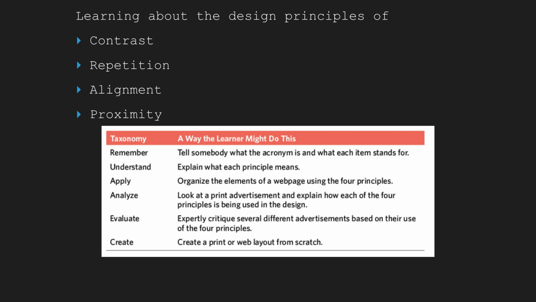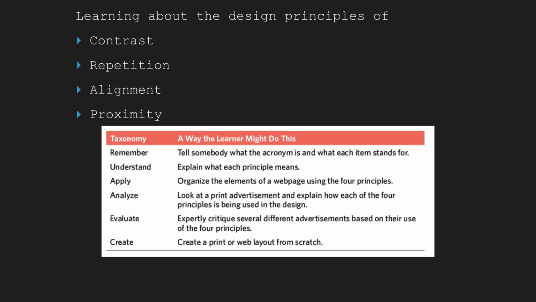But here's an example. Dirksen says, let's apply Bloom's taxonomy to the design principles, contrast, repetition, alignment, and proximity. Some of you have been talking about that in the discussion, the CRAP. She says, how are we going to apply Bloom's taxonomy to these design principles? On the left-hand column, we have the idea of remember. What is some way that the learner might do this? Well, they might tell somebody what the acronym is and what each item stands for. CRAP stands for contrast, repetition, alignment, proximity.